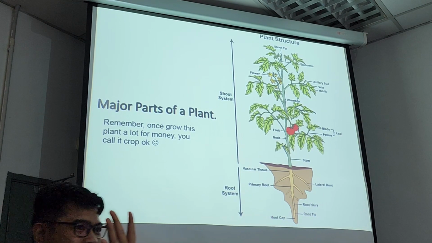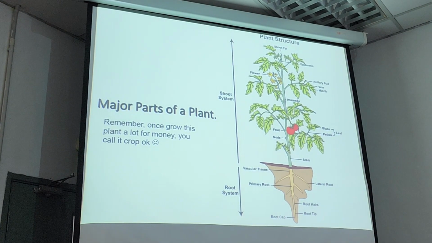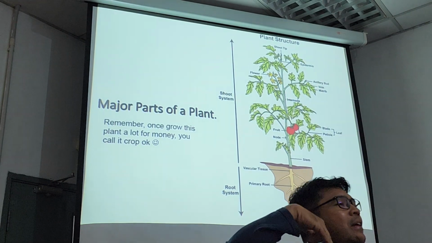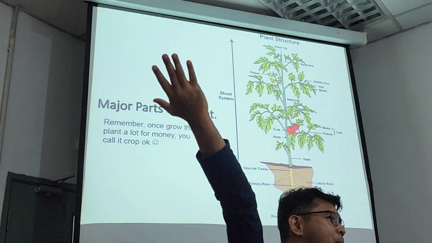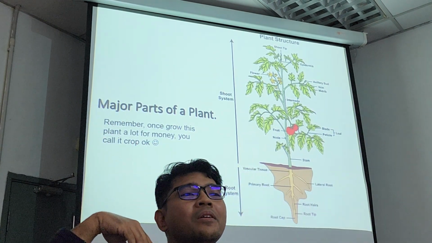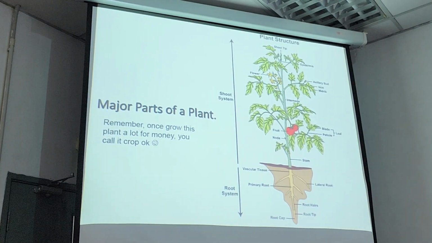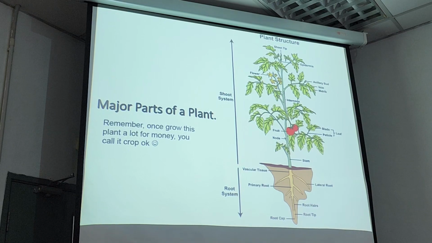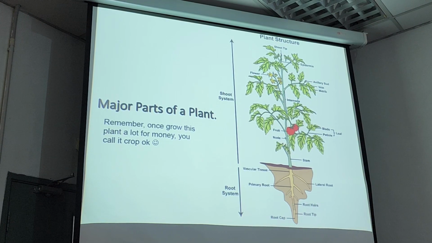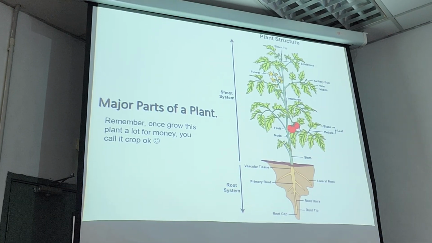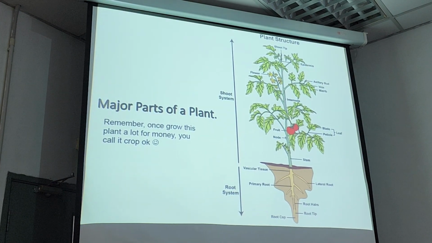You know groundnuts? You get it underground, right? So my question is, is it root or not? No. Who says yes, groundnut is root? No? Who says groundnut is not root? Most of you. So if groundnut is not root, what is it actually? Before you get the groundnut, what do you get first? Flower. So you're telling me the flower is in the soil? No. Modified root.